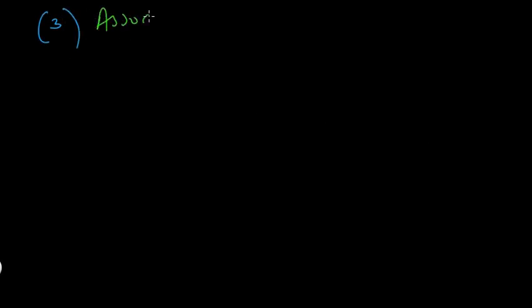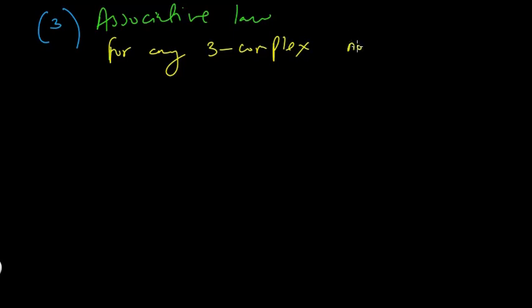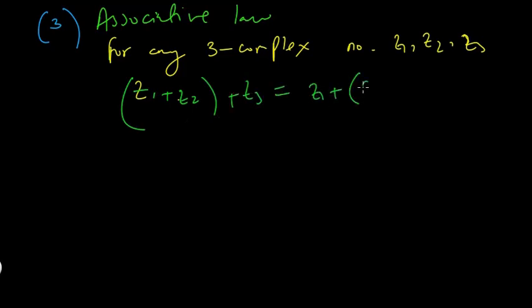What associative law states is that for any three complex numbers z1, z2, z3, z1 plus z2 in brackets plus z3 is equal to z1 plus z2 plus z3 in brackets. So this is associative law. Got it? Now we proceed further to the power of iota.